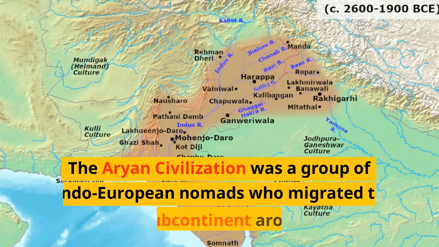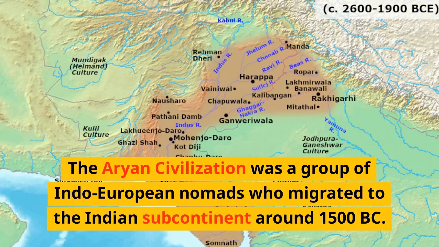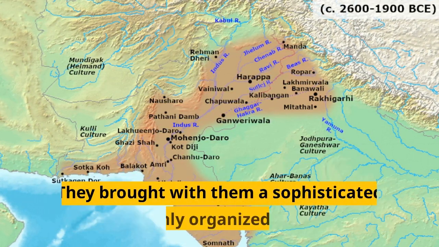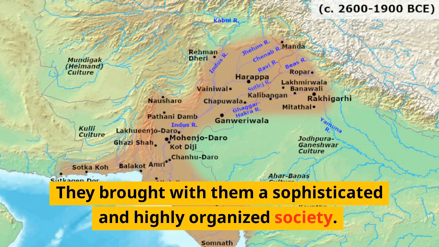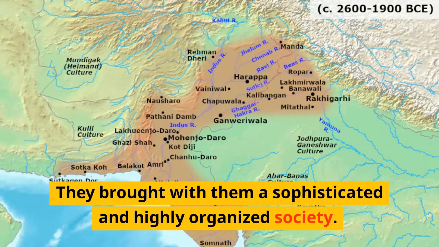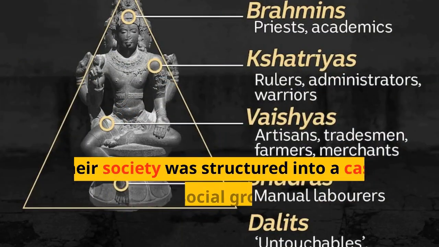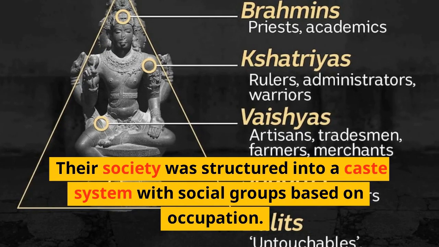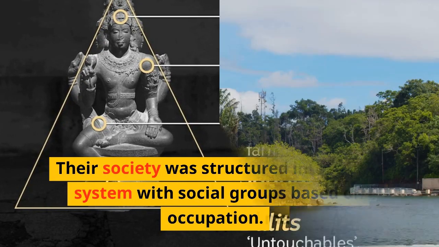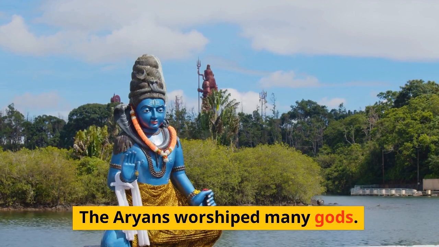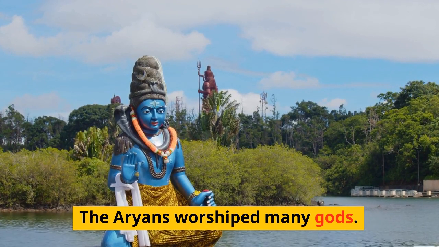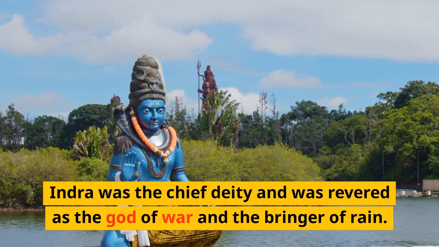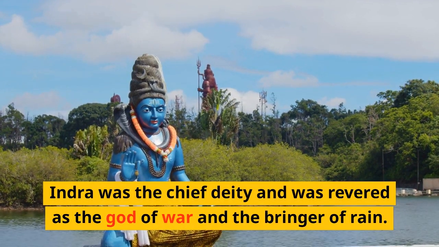The Aryan civilization was a group of Indo-European nomads who migrated to the Indian subcontinent around 1500 BC. They brought with them a sophisticated and highly organized society. Their society was structured into a caste system with social groups based on occupation. The Aryans worshipped many gods. Indra was the chief deity and was revered as the god of war and the bringer of rain.